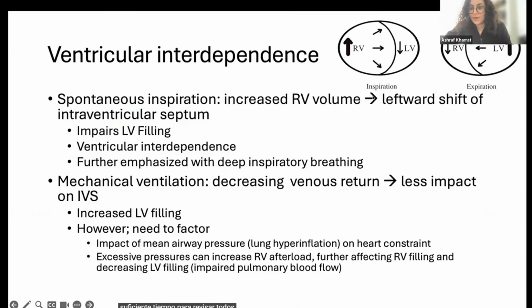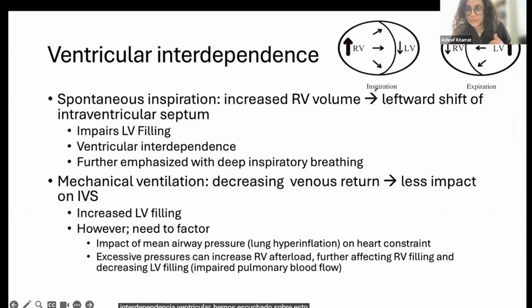So then what happens? The right heart is filled either in a spontaneous breathing or mechanically ventilated child, and now you have this RV that's got blood in it. In a spontaneously breathing child, we have lots of RV volume. Remember, it's augmented during inspiration. So all that volume has to go somewhere. It ends up pushing the septum into the left side of the heart. So there's leftward shift of the intraventricular septum. And that can impair LV filling because LV isn't given the space that it wanted to fill. This is something called ventricular interdependence.